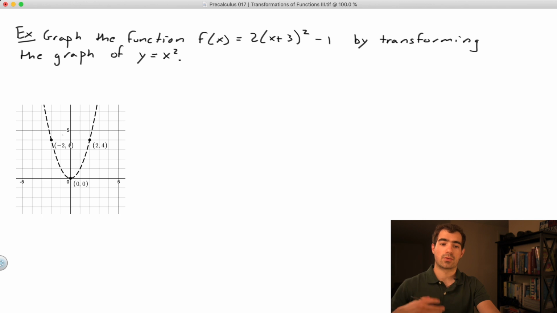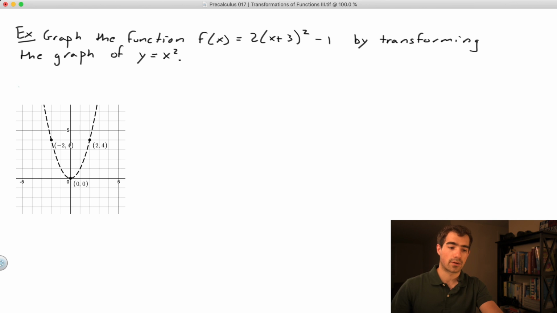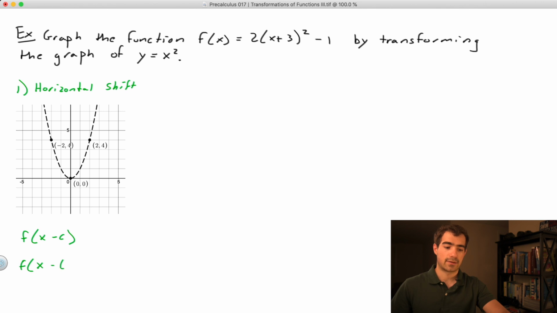We want to work through our order of transformations in order to, one step at a time, get towards our end goal of graphing the function f of x equal to 2 times the quantity x plus 3 squared minus 1. Now we know our order of transformations here, and that means we're going to start with our horizontal shift. And so in this case in particular, we have x plus 3 as our horizontal shift, right? So instead of f of x minus c, here we have f of x minus negative 3, right?